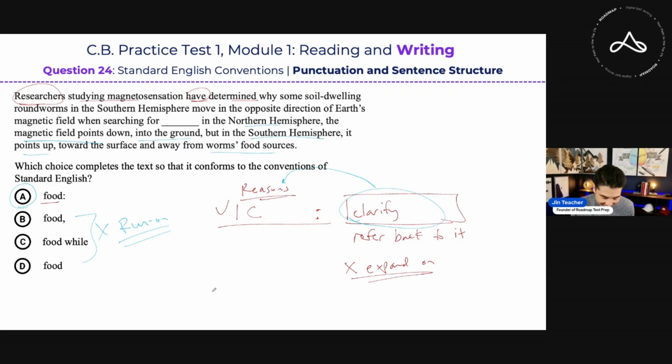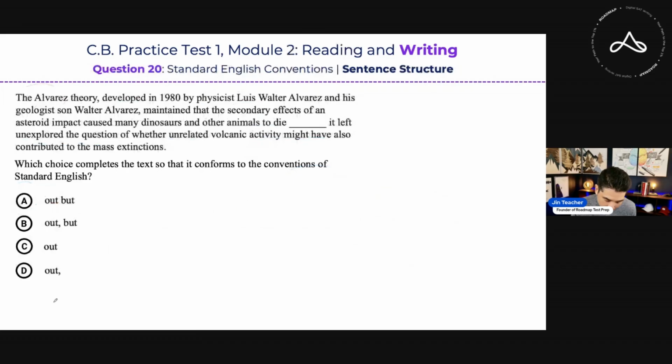Can you guys kind of start to see what we're doing here, right? So next question, you guys. These are all just different types of punctuation rules. And you know that punctuation is often tested with sentence structure, okay?